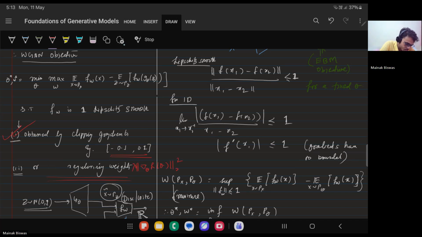So regularizing weights or gradients, not exactly weights, but gradients. So what you do is you take the gradient of the data and take the absolute value and say that this has to be very, very small. That's what we want, right? So this has to be bounded gradients, regularizing gradients or bounded gradients.